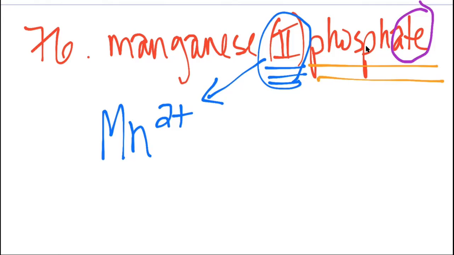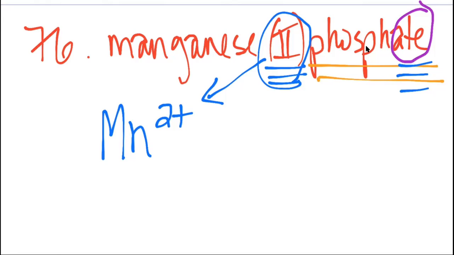Now, for the other part, we know it's a polyatomic ion because it ends in this -ate. So that means I would need to be looking on my reference chart on the second page, look on that list of polyatomic ions on the left side, and look for phosphate. And I need to know what is its formula and what is its charge, as I need both of those in order to correctly write the formula for this entire compound. So I'm going to go ahead and give this one to you so that we can save some time.